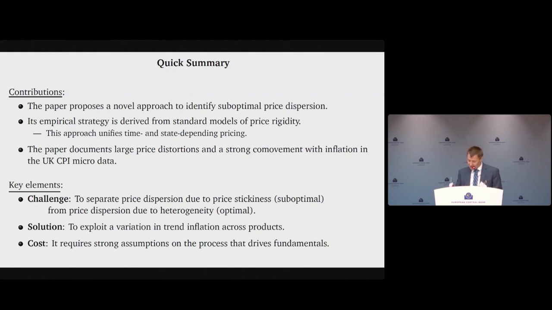So the key challenge, as I said, is to separate the optimal price dispersion from suboptimal price dispersion. What is their solution? The solution is to exploit a variation in trend inflation across different products. So they're going to go product by product at a very granular level, different items in different stores, estimate the average growth rate of prices for that product, and then use the variation in this growth rate to identify the suboptimal dispersion. Now, nothing is free in economics. That will come at a price, as it requires some assumptions on the fundamentals in the model. And I'm going to talk about these assumptions later.